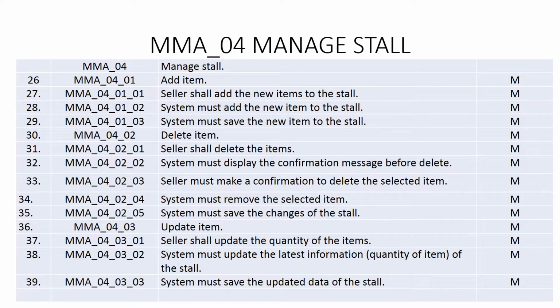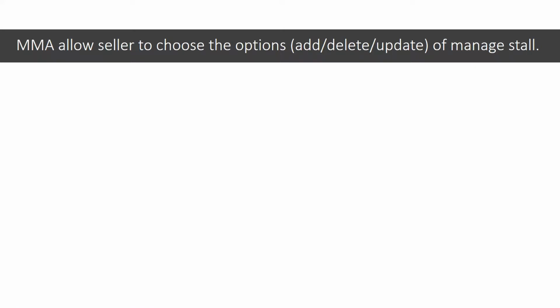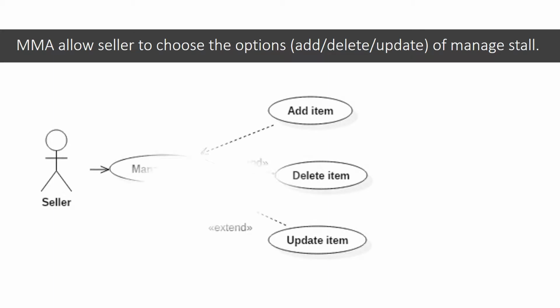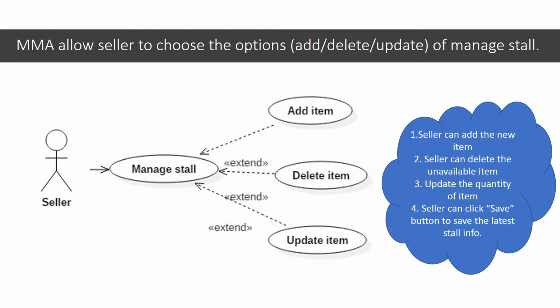The next requirement for MMA is manage store. This is the use case for manage store. MMA allows sellers to choose the options which add, delete, update, or manage store. Sellers can add a new item to the store. Sellers can delete the unavailable items from the store. Besides that, sellers also can update the quantity of the items. Sellers also can click Save button to save the latest stock info.